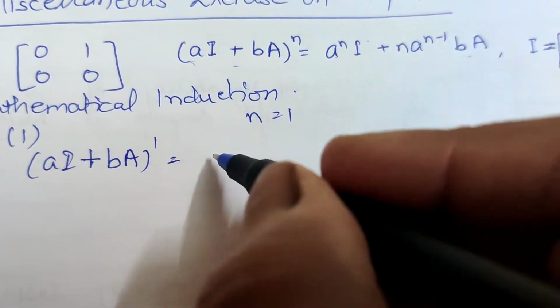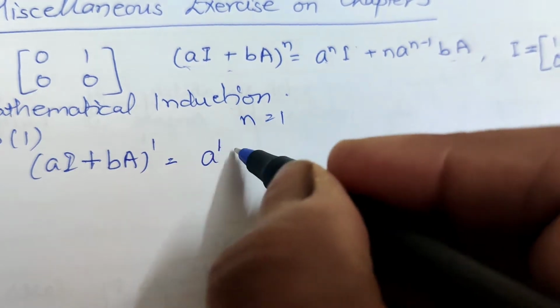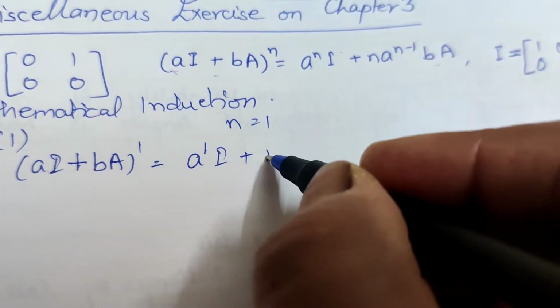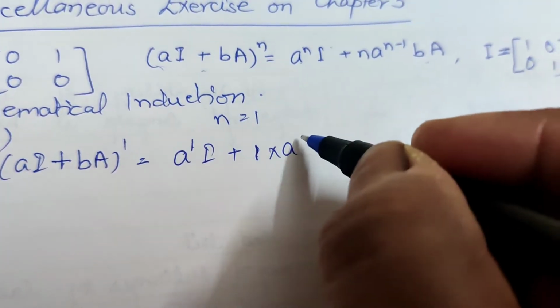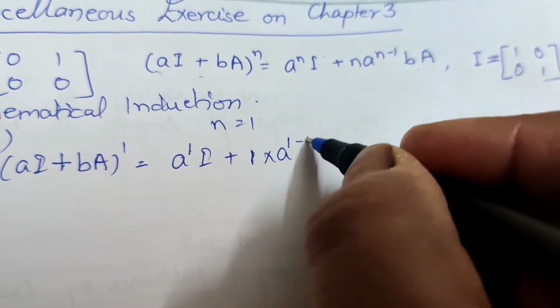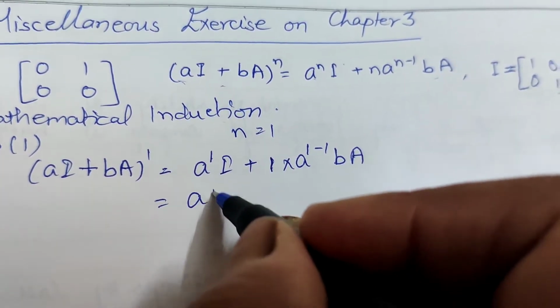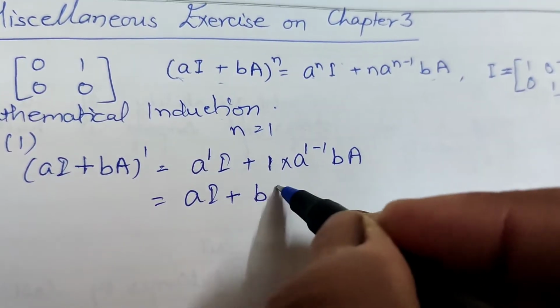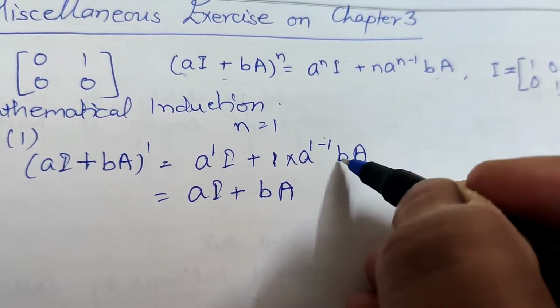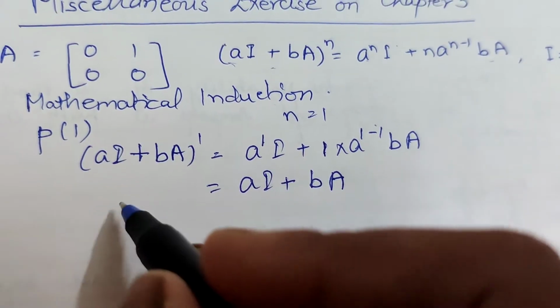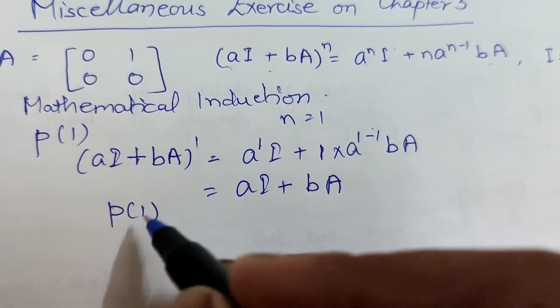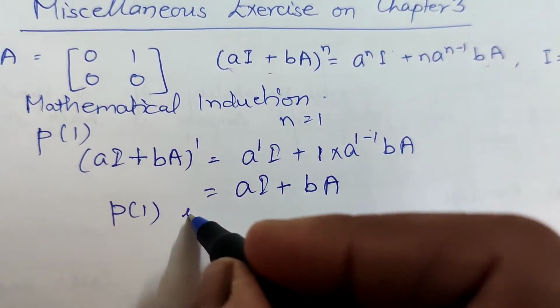Now solve. Here it is a^1 I plus 1 into a^(1-1) into bA, which equals aI plus bA, with a raised to power 0 being 1. It means P1 is true, for n equal to 1 is true.